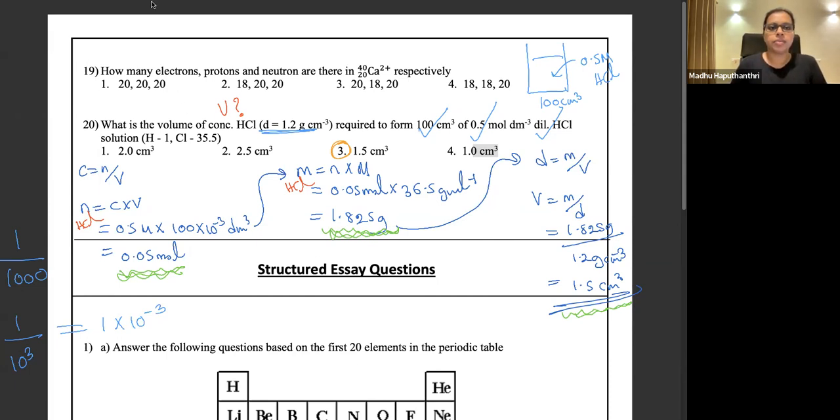Right, I will explain this again. So this is a solution we want to form. This solution we want to form 100 centimeter cubes, 0.5 molar. So first of all, I found how many HCl molecules I want in my solution. Concentration 0.5, volume 100. Then I got the number of moles. Then I converted that to the mass of HCl by multiplying the number of moles by the molar mass. Then I got this, the mass of HCl I want.